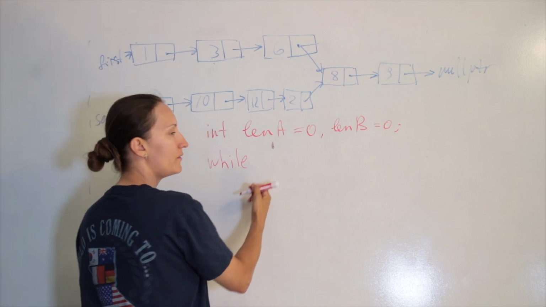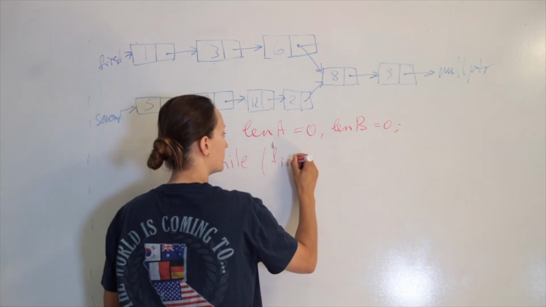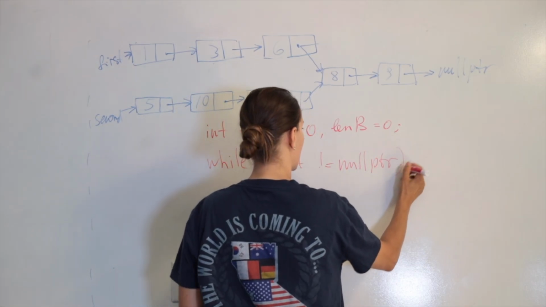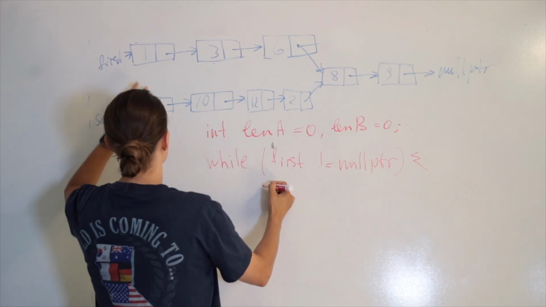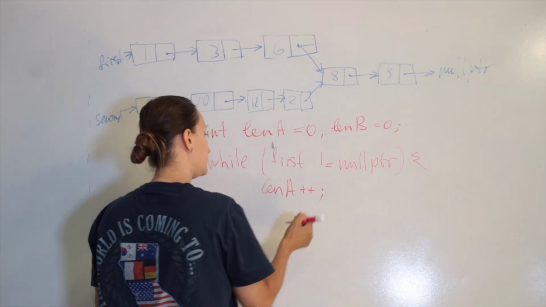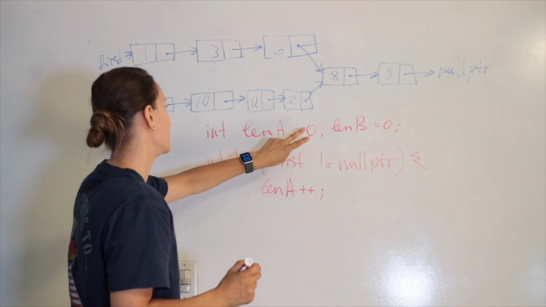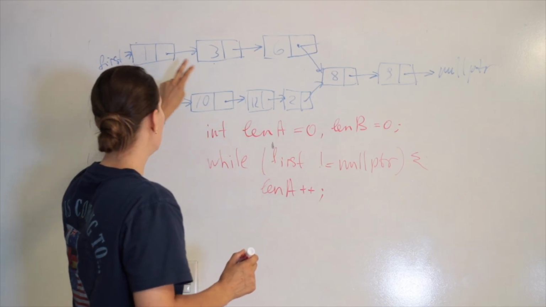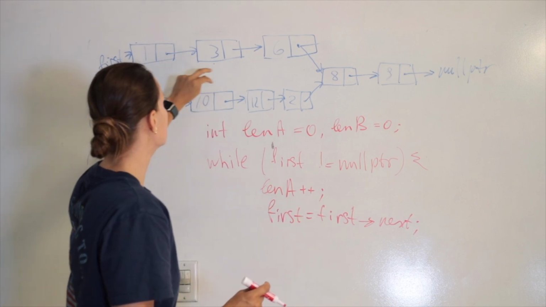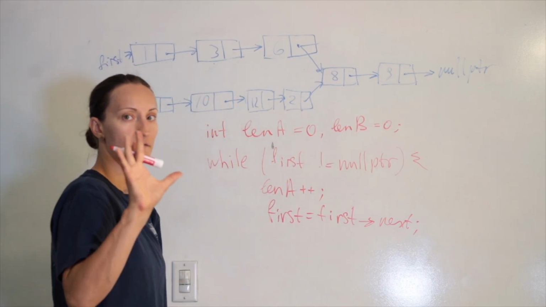We will traverse separately, while first is not equals null pointer, len a plus plus, we will increment len a. We will start at 0 and we will move our first forward. So we will move our first 1, 2, 3, 4, 5. Our first list contains 5 nodes.